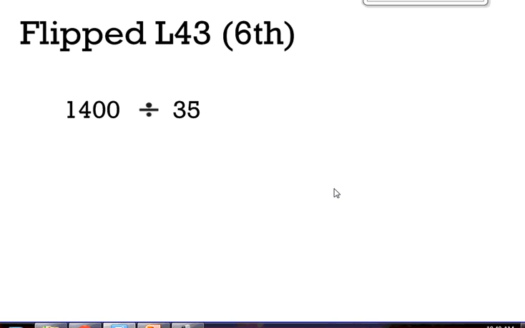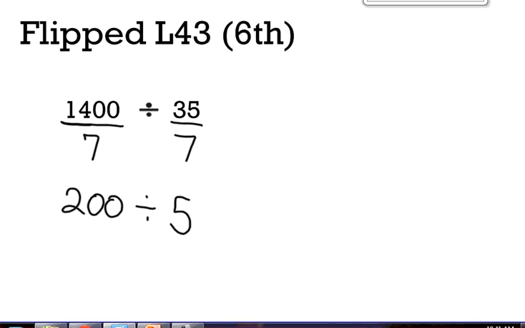The relationships that hopefully you're able to see come with this and this right here. And 14 and 35, you would realize, are both multiples of the number 7. So what happens if we divide both of these numbers by 7? If we divide 1400 by 7, we get 200. And if we divide 35 by 7, we get 5.